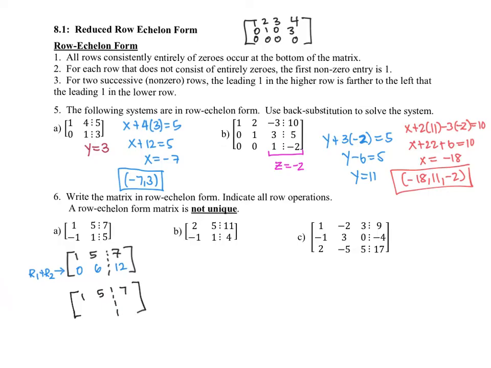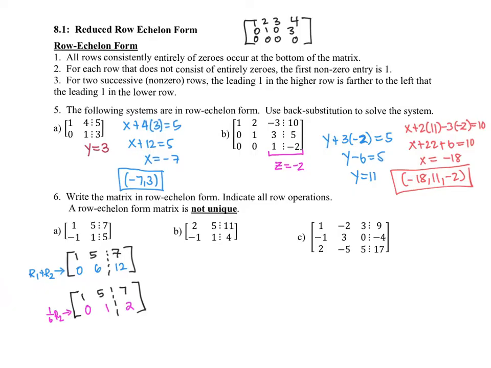Okay, I want to turn this into a 1 as well. So to turn this into a 1, I'm going to divide by 6, or I'm going to do 1/6 of row 2 from the previous step. So 1/6 of 0 is 0, 1/6 of 1 is 1, 1/6 of 12 is 2. Now this is in row echelon form, so I'm done. It doesn't ask me to solve it. And again, this is not unique, so you might have a different one than someone else.